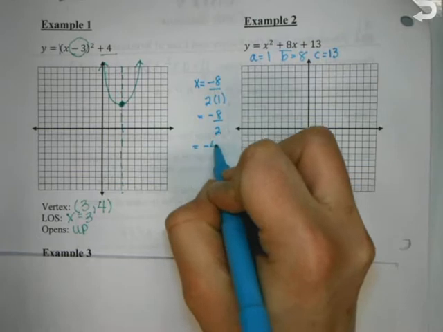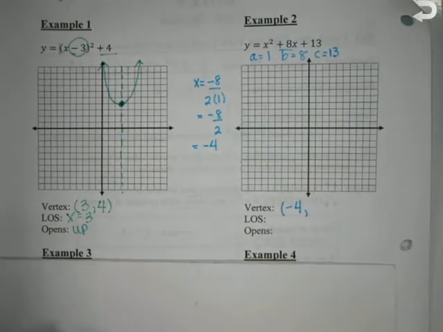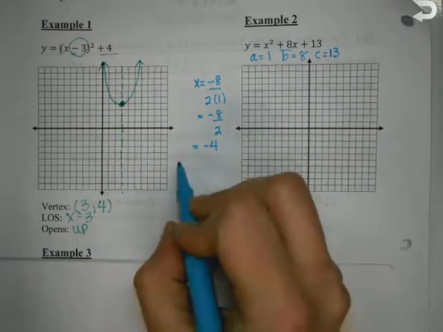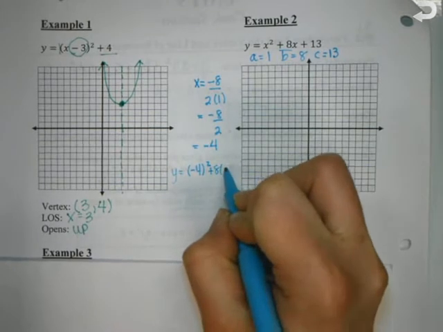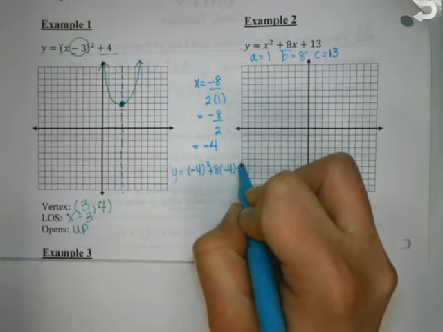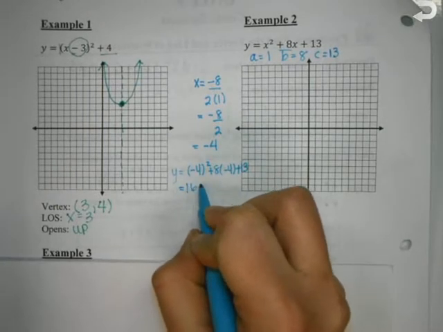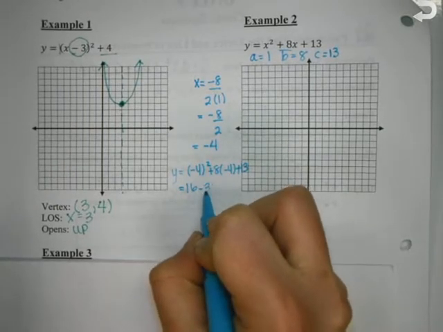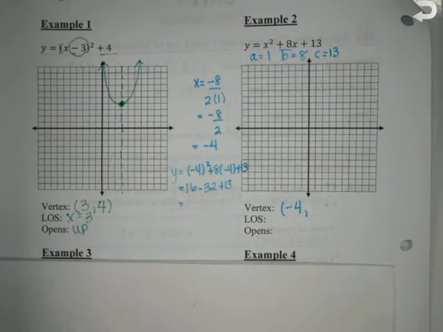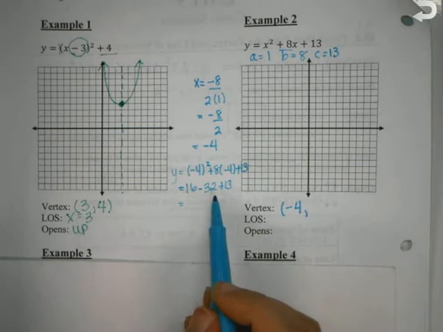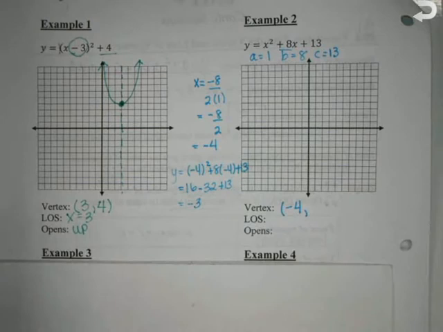So my vertex, my x-coordinate is negative 4. How do I solve for y? Plug it back in. So that's going to be y equals negative 4 squared plus 8 times negative 4 plus 13. Negative 4 squared is 16. 8 times negative 4? Negative 32 plus 13. Which gives me 16 minus 32 plus 13. All that gives me negative 3. So my y-coordinate is negative 3.